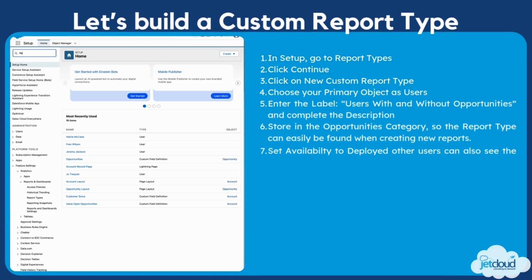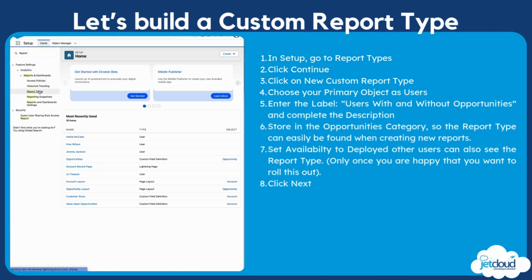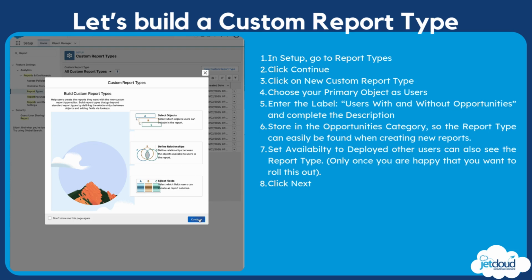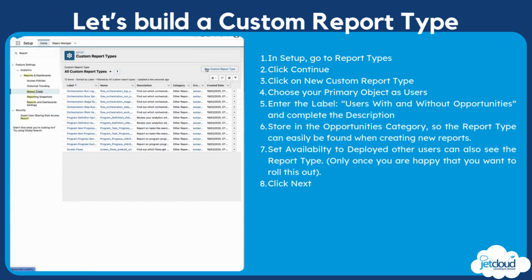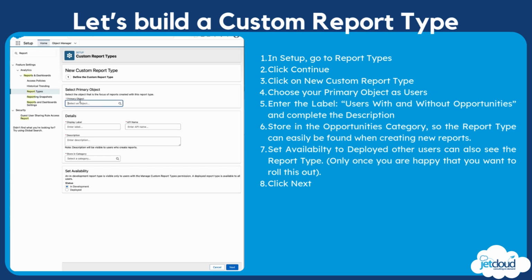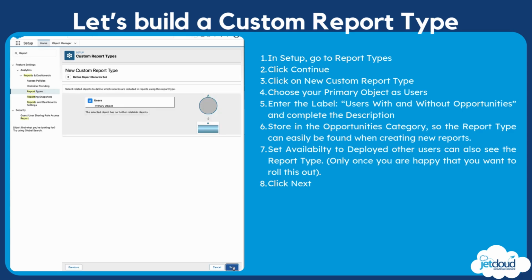In Setup, type in Reports in the Quick Find. Go to Report Types, click Continue. Click on New Custom Report Type. Choose your primary object as users. Display your label, users with or without opportunities. Add the same thing to the description. Store in the category Opportunities so you can find it when you're creating new reports. Set the availability to deployed so that all users will have access to create this type of report.